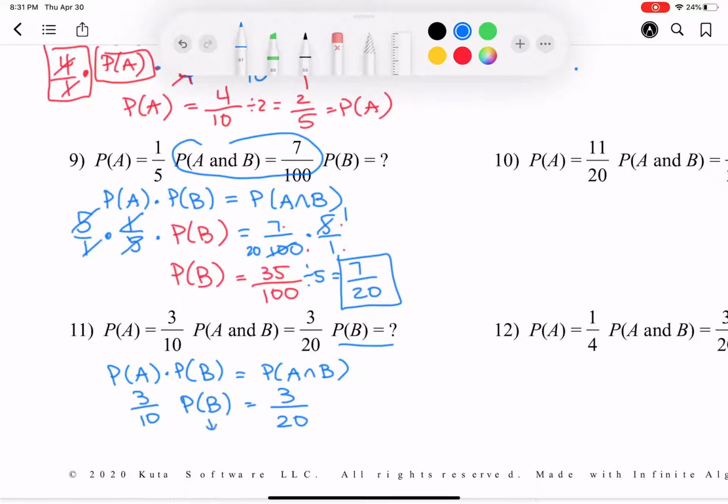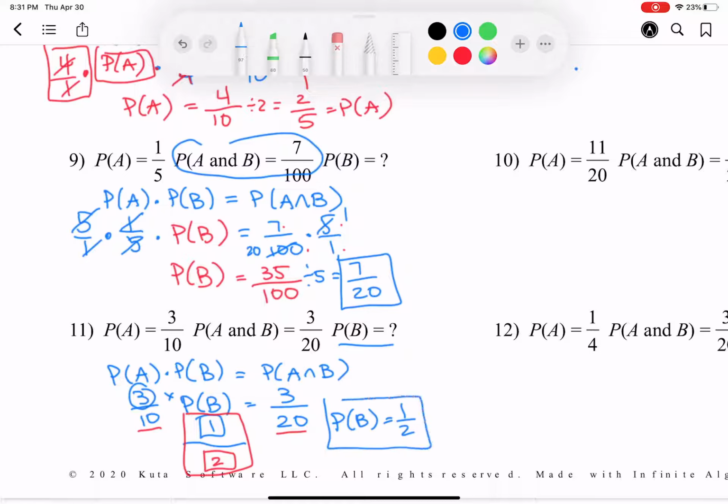So I'm going to write the fraction here. Here I'm going from 3 to 3. So I think, 3 times what number is going to give me a 3? Well, 3 times 1. Okay, so now at the bottom, in our denominator, 10 times what number is going to give me 20? Well, that's 2. So this is my fraction, this is my ratio. So the probability of B is 1/2. That's another way to do it.